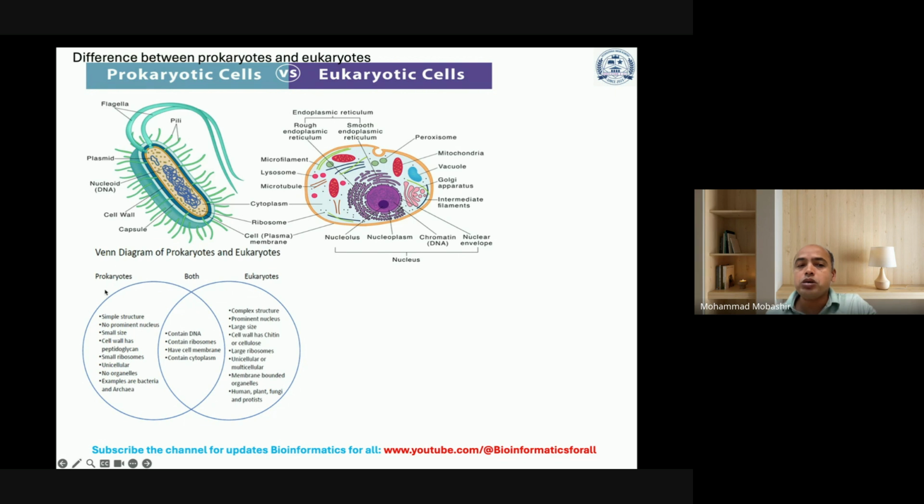What prokaryotes have exclusively is a simple structure, no prominent nucleus, small size, and a cell wall made of peptidoglycan. Small ribosomes, unicellular, no organelles. Examples are bacteria and archaea. Eukaryotes have complex structures, a prominent nucleus, large size, a cell wall of chitin or cellulose, large ribosomes, unicellular or multicellular, and membrane-bound organelles. Examples are human, plant, fungi, and protists.